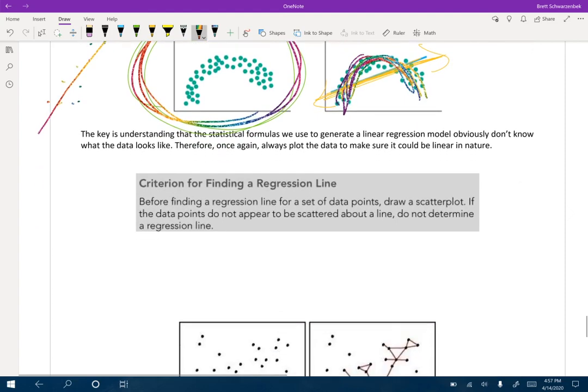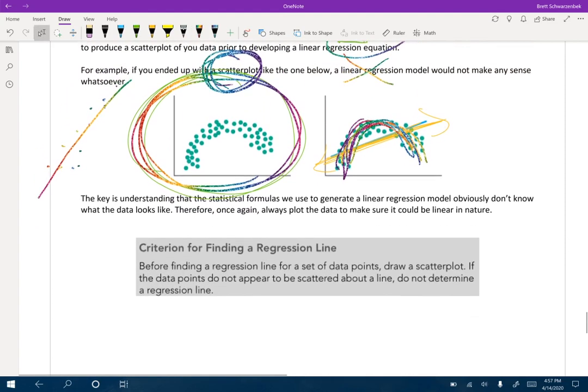So this is pretty much a big deal, obviously. I do it at the end because I just want to make sure that students are all about that and being observant about using those scatter plots.